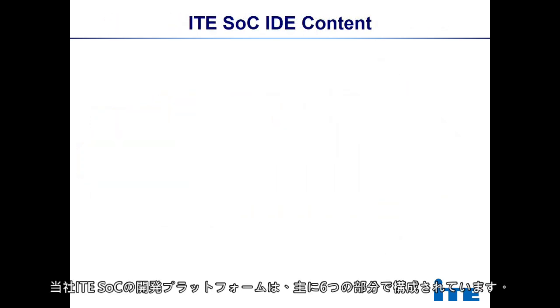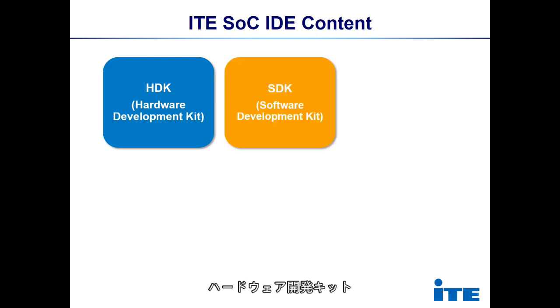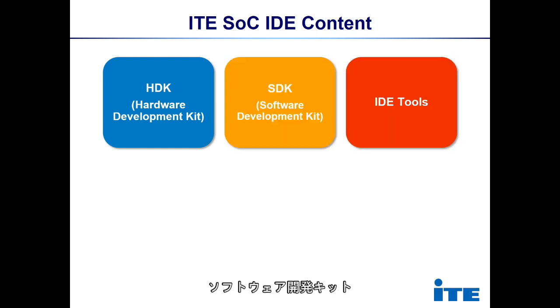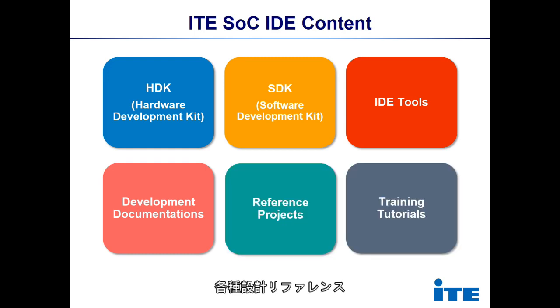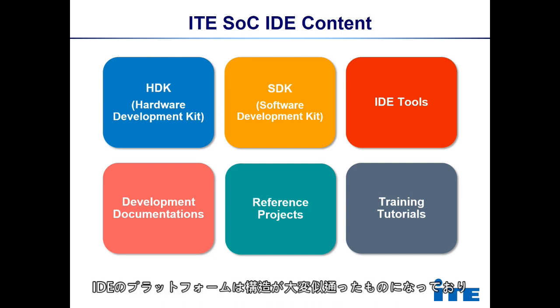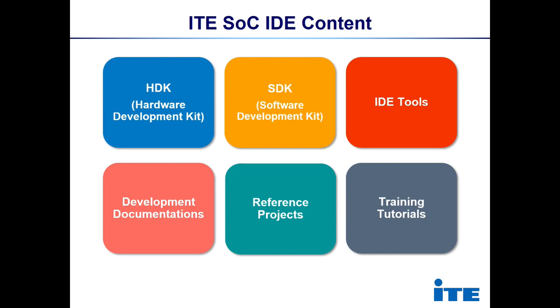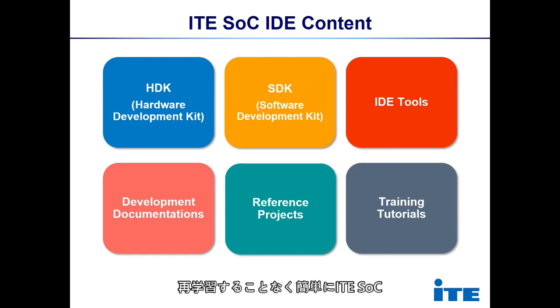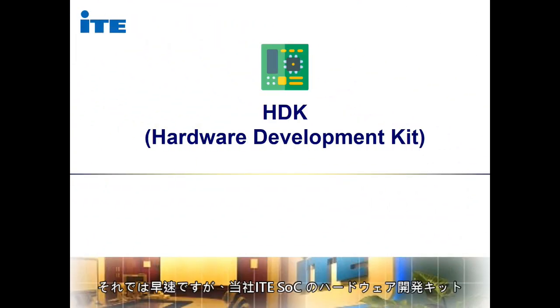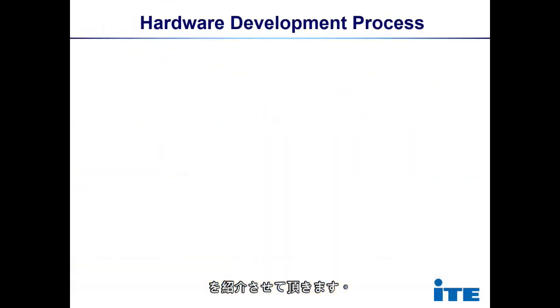There are 6 segments in ITE SoC IDE: Hardware Development Kit, Software Development Kit, IDE Tools, Development Documentations, Reference Project, and Training Tutorials. Our IDE is well prepared for customers to develop. What's more, it's easy to learn and use. The IDE platform is also similar in architecture and consistency. Therefore, no matter which chip is adopted, once engineers are familiar with the ITE platform, they can easily switch without having to relearn. Let's begin with the introduction to Hardware Development Kit.